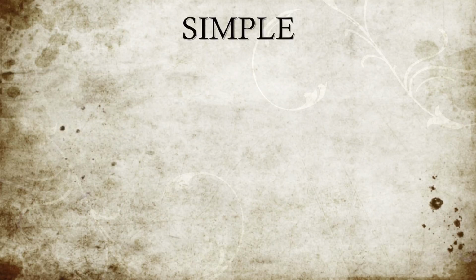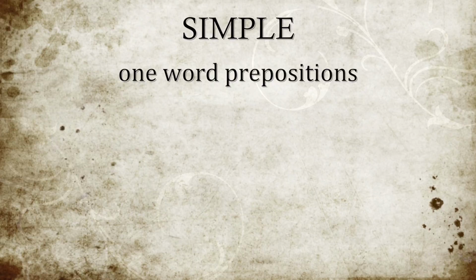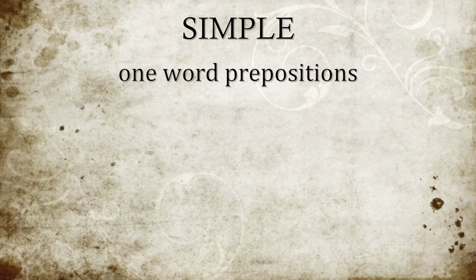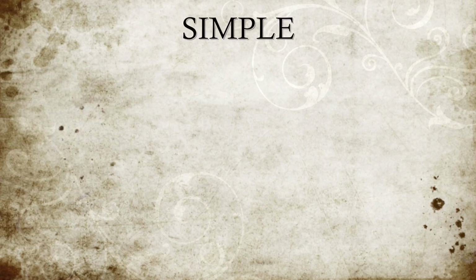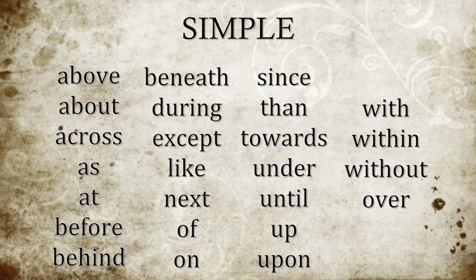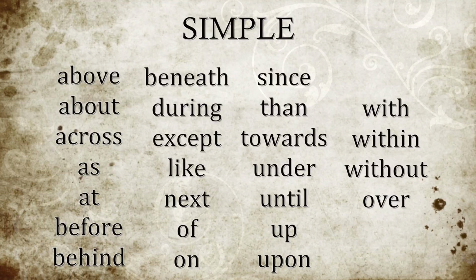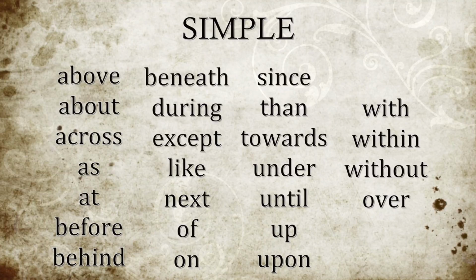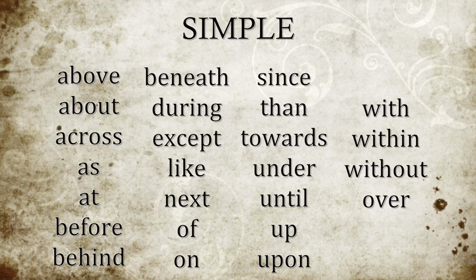Simple prepositions have to do with one word, and there are a lot of them. That's why prepositions in the first place tend to be difficult. There are so many. Simple prepositions and examples of them are above, about, across, as, at, before, behind, beneath, during, except, like, next, of, on, since, than, towards, under, until, up, upon, with, within, without, and over.